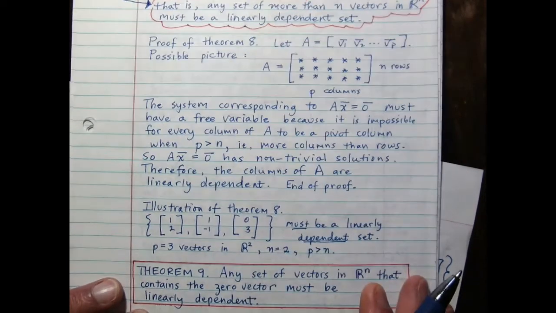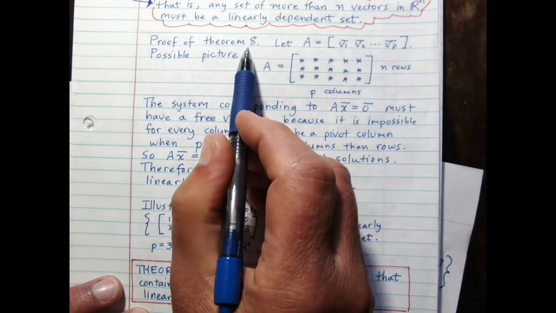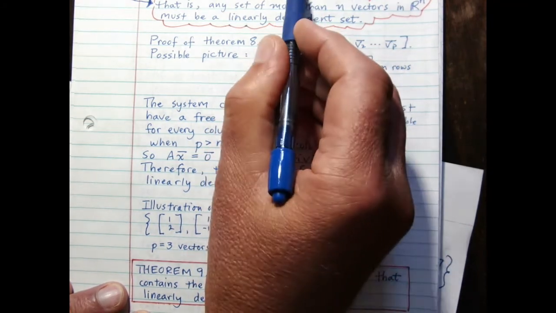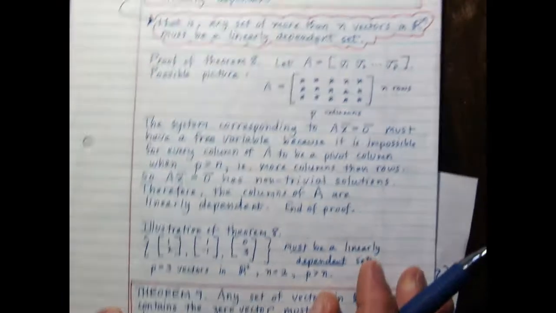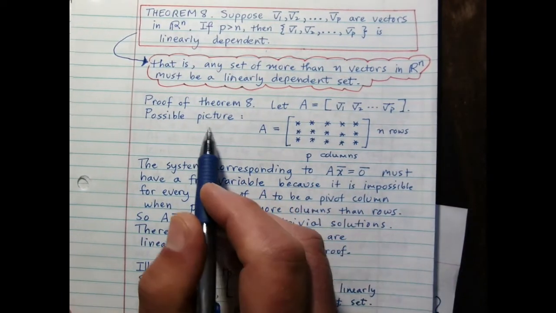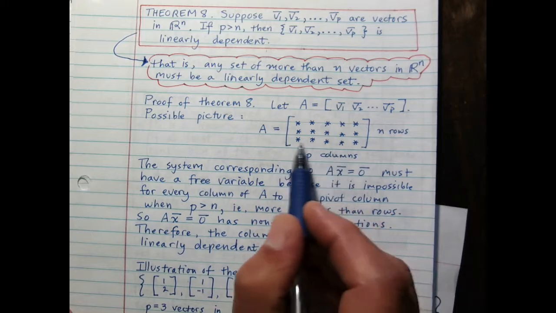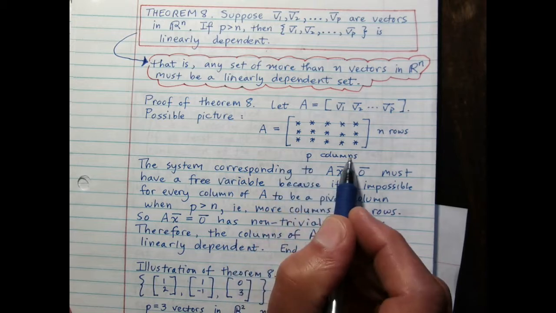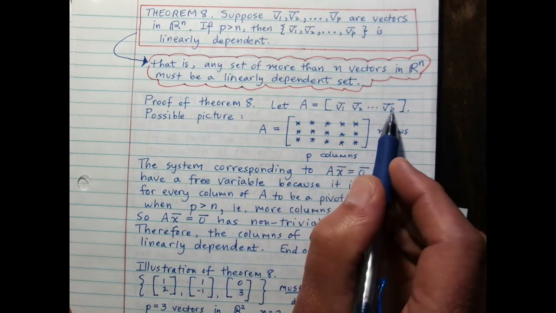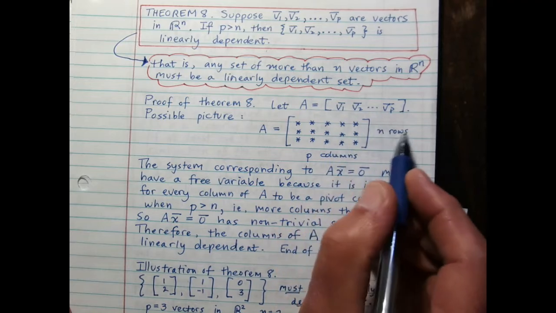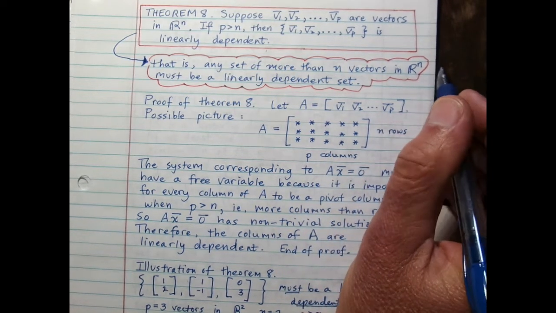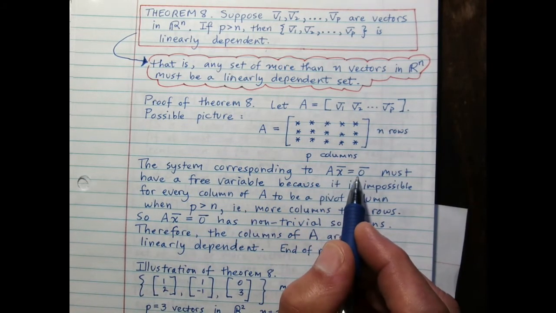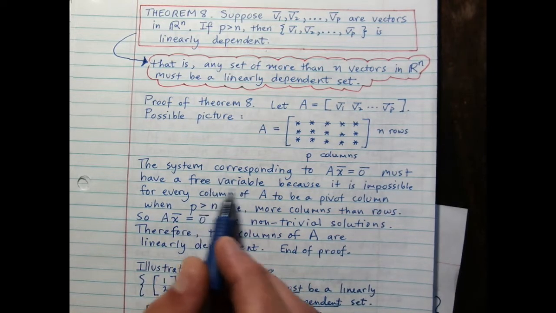And I'm going to talk a little bit about the proof of this theorem. Suppose we set up a matrix with the columns v1 through vp. Those are the p vectors in the statement of the theorem. A possible picture is going to be something like this. Now, I don't have actual values, so we're just using our imaginations. We're going to have p columns. We're going to have n rows. p is the number of vectors. n is the dimension of the space they come from. So that's like Rn. The system corresponding to Ax = 0 must have a free variable.